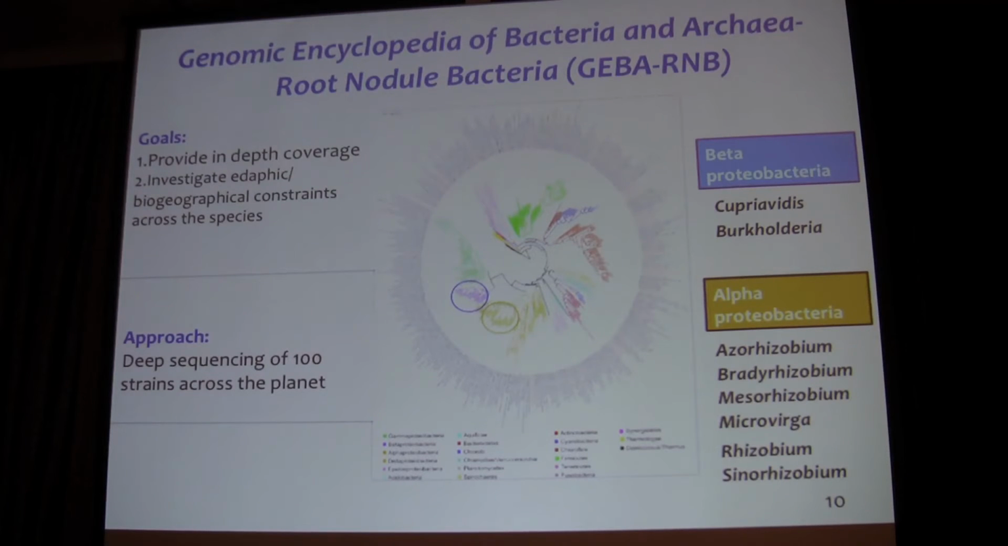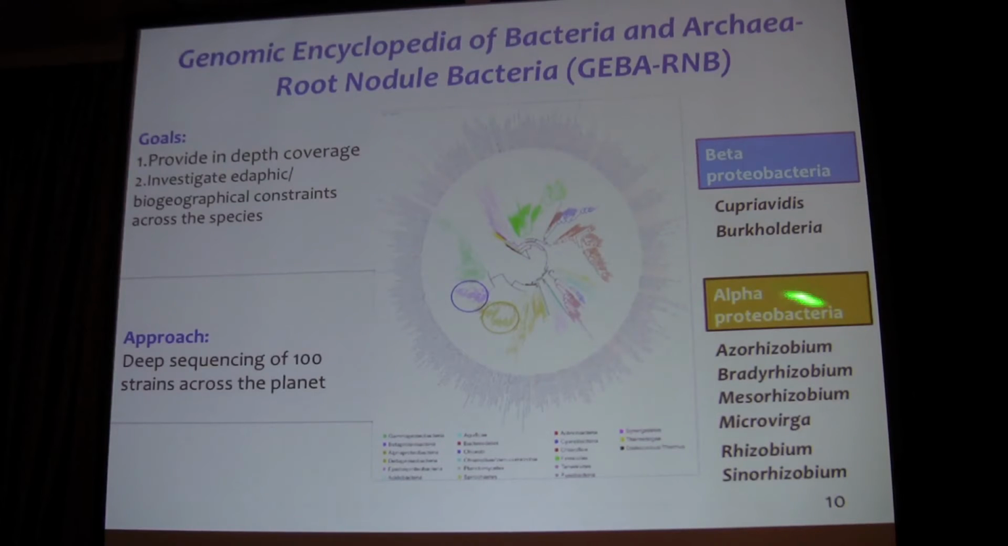And the idea was to provide a really in-depth coverage of the genomes and to begin to apply some of the information we have on edaphic constraints and look at what might actually be constraining species to particular areas. And one of the ones I'm going to hone in on is the effect of acidity and acid pH in determining where cells will be. So the approach was to really take 100 strains and do a deep sequencing approach. These are the strains on the right-hand side here.